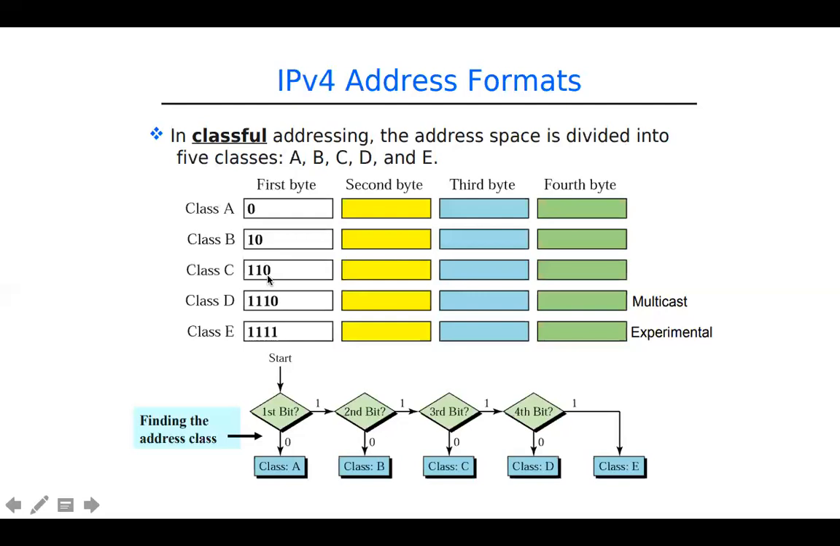If the third bit is 0, then it is class C. But if the third bit is 1, you need to look at the fourth bit. If the fourth bit is 0, then it's class D, but if the fourth bit is 1, then it is class E.